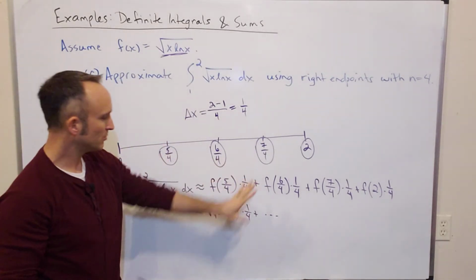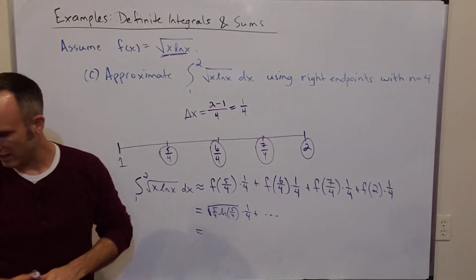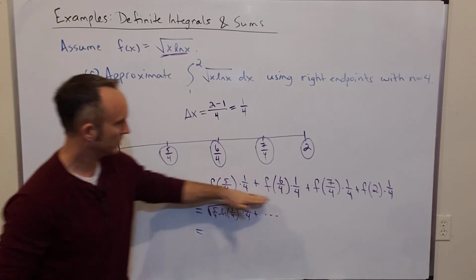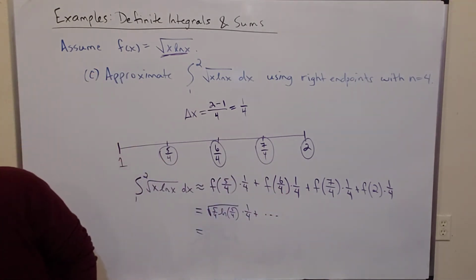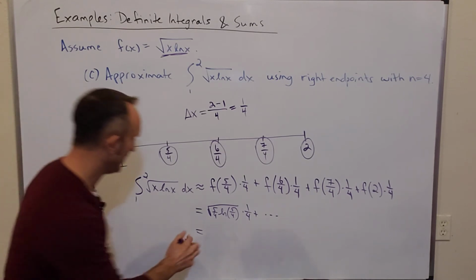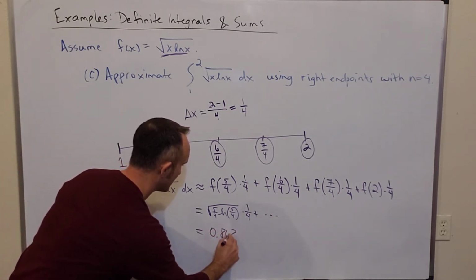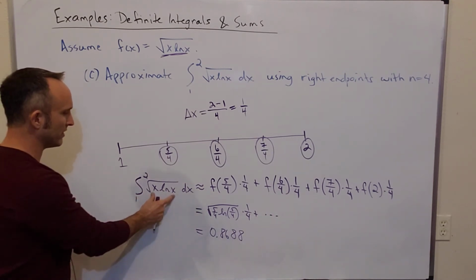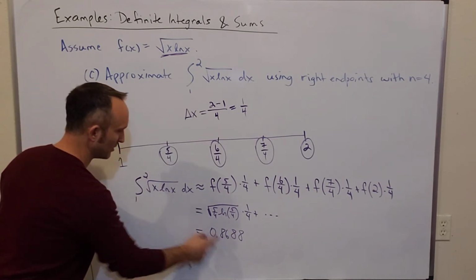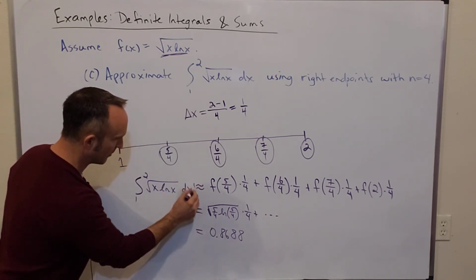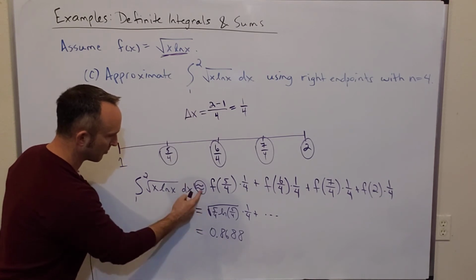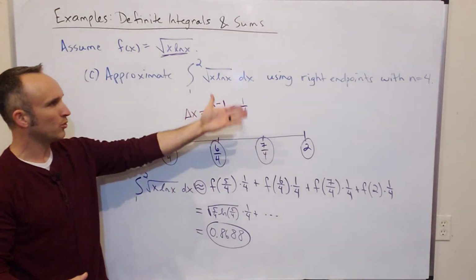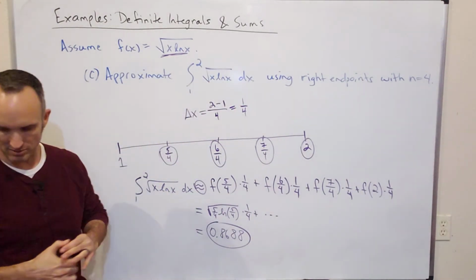In any case, at this point, it's a calculator exercise, and I did it using the function feature of my calculator, so I was able to type all of this in, and it looks like I got approximately 0.8688. So this definite integral, the area under this curve from 1 to 2, is approximately equal to 0.8688. And that's using right endpoints with 4 rectangles to get the approximation, okay?